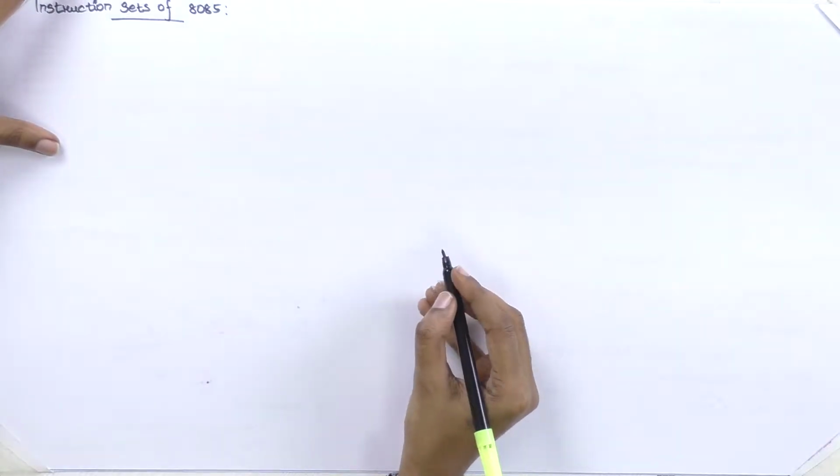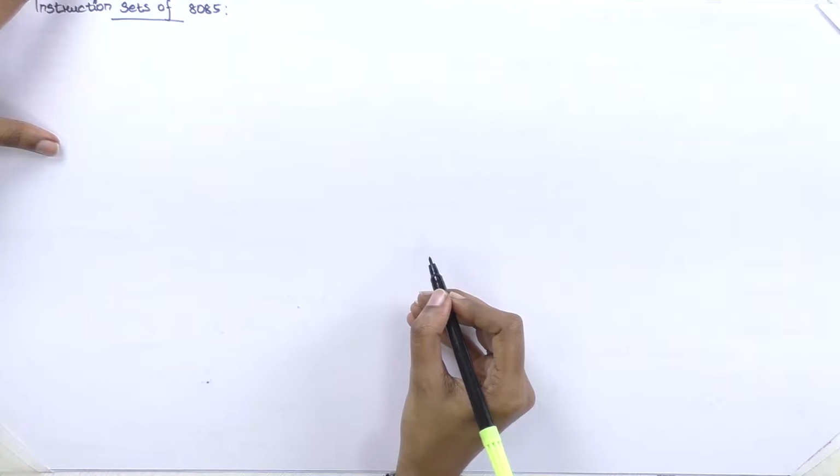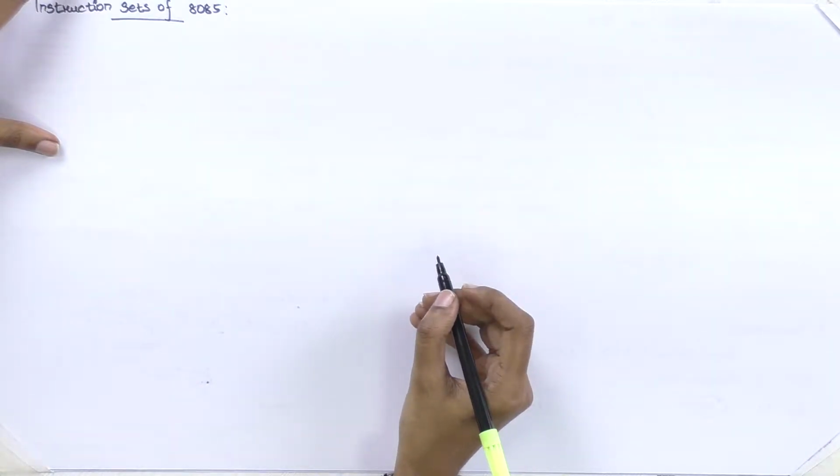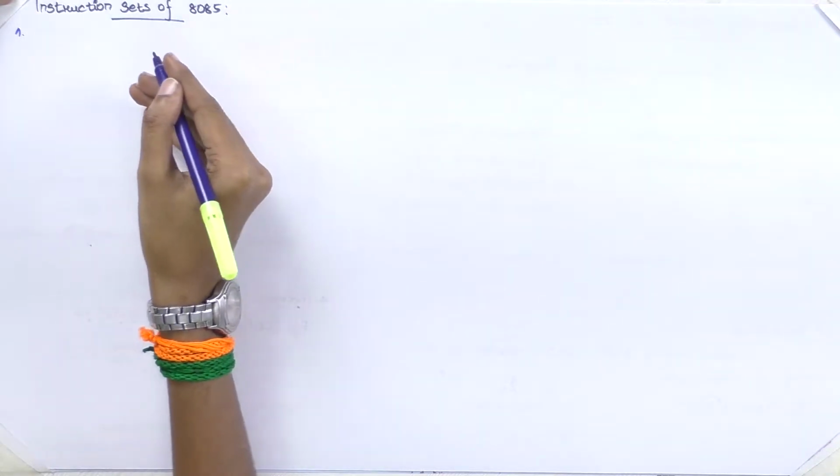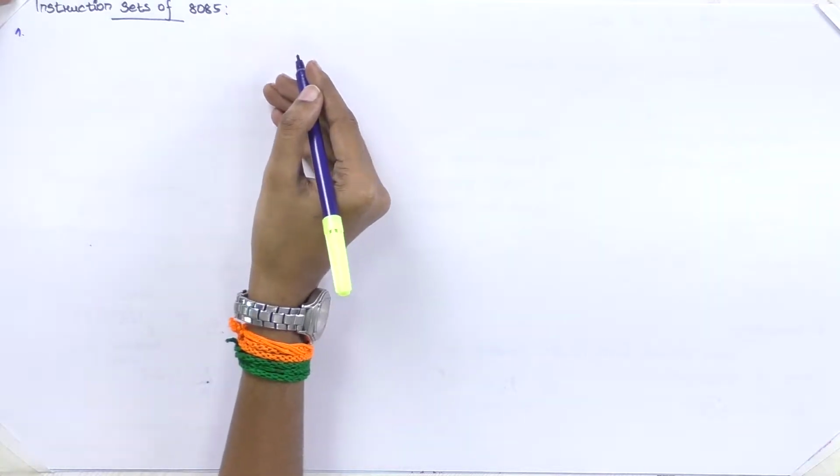So next we will see about the instruction sets of 8085 microprocessor. The instruction sets are nothing but the set of commands that we use to write the program for 8085 microprocessor. There are 5 sets of instructions in 8085 microprocessor, which is nothing but 5 different groups that we use to write the program.